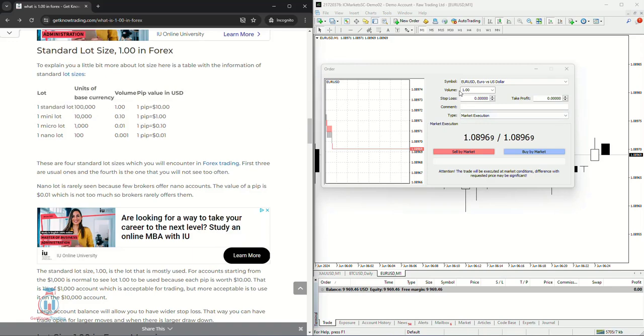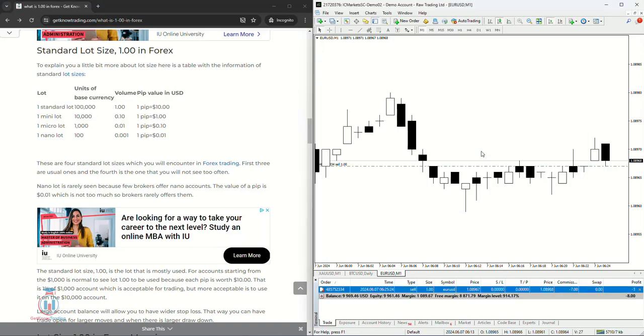So if I put here volume 1 and click sell by market, whenever the price changes by 1 pip, and 1 pip is on the 4th decimal point for the EURUSD, so when the price changes from 6 to 5 or 7, this will be a change of 1 pip, which means I will make or lose $10. If the price goes in my favor, I will make money.